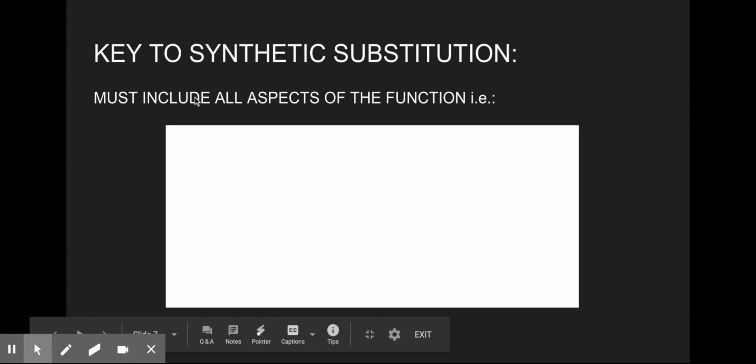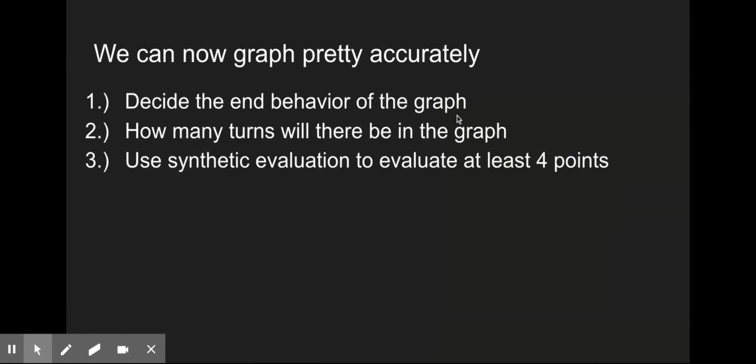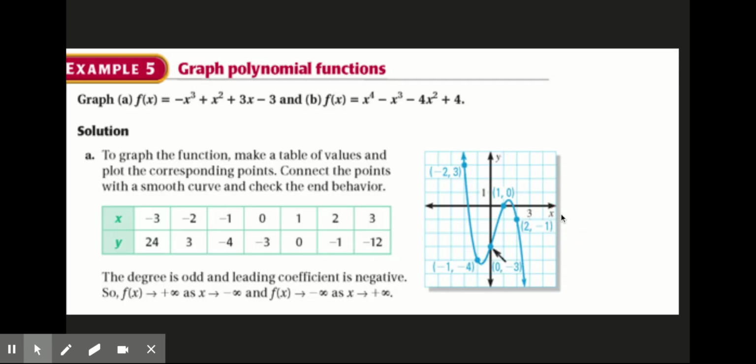Like I just said, you have to include all aspects of the function. So now we could do this really accurately. We could figure out, okay, I know it's supposed to turn this many times. I know which direction it's supposed to be pointing in the end. And I can use synthetic evaluation to at least quickly put together 3, 4, 5 points, put those up there and say, well, I know it's supposed to wind through this. I know it's supposed to be heading in this direction. And you can have a really accurate picture.